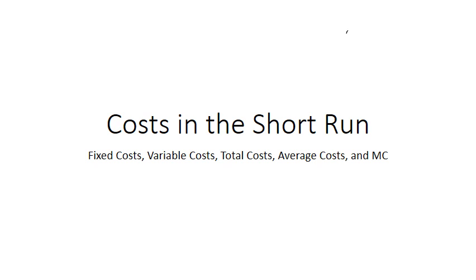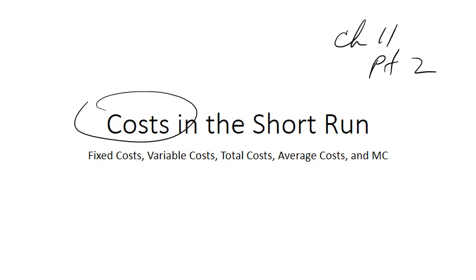Okay, let's call this Chapter 11, Part 2. And now that we understand a little bit about production, let's talk about how that shapes up in terms of costs. Because firms, in order to maximize profits, are of course looking to minimize costs. And even in deciding which Q is the correct quantity to produce, costs are going to hugely influence that.